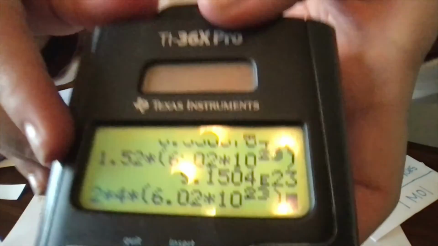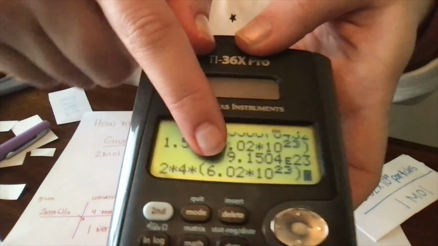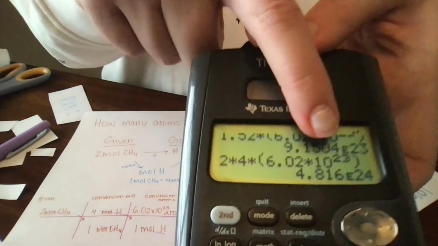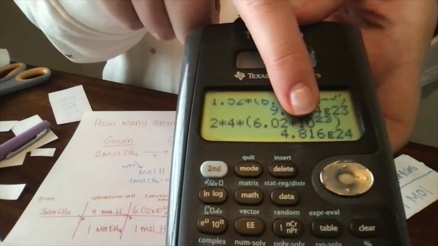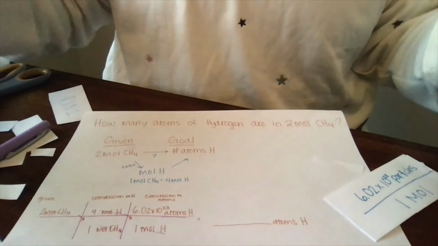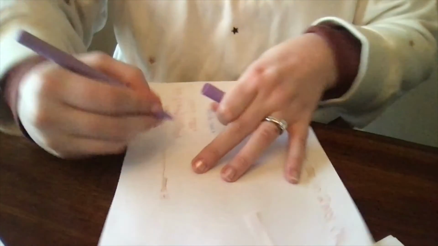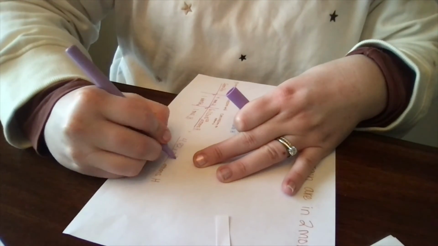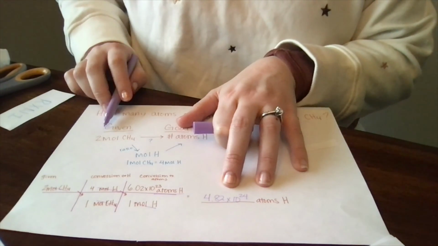So there you can see right there I have 2 times 4 times 6.02 times 10 to the 23rd, this in parentheses. Then I'll click enter and I will get my answer right here. 4.61, is that a 6? No, 4.81 times 10 to the 24th. So that 81 is going to round up to 82, and I'm going to get 4.82 times 10 to the 24th atoms of hydrogen in 2 moles of CH4.